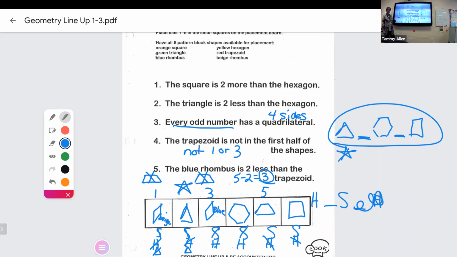There needs to be some clues, something that you're showing me, not just, oh, here's my answer. Does that make sense? Okay, so every odd number would have been 1, 3, and 5.